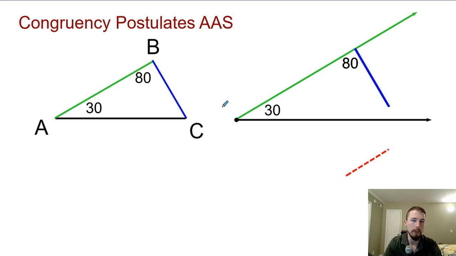All right, the other one we have is angle, angle, side. So if I was graphing this one out, and I had 30, 80, and then this blue line here. If I draw another 30 and 80 degree line, I know that they actually have to be congruent if the blue line is the same length. So let's say that if we drew it too far out, we could actually bring it in here.